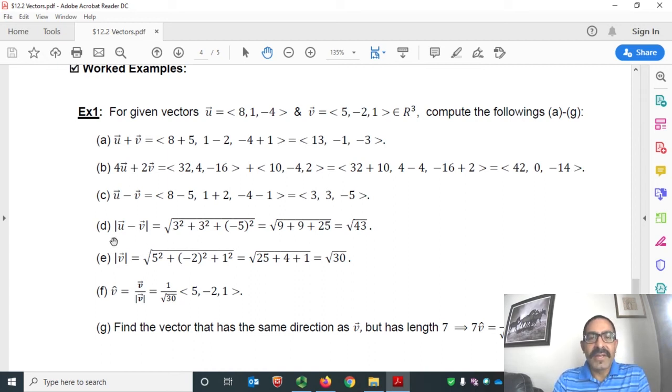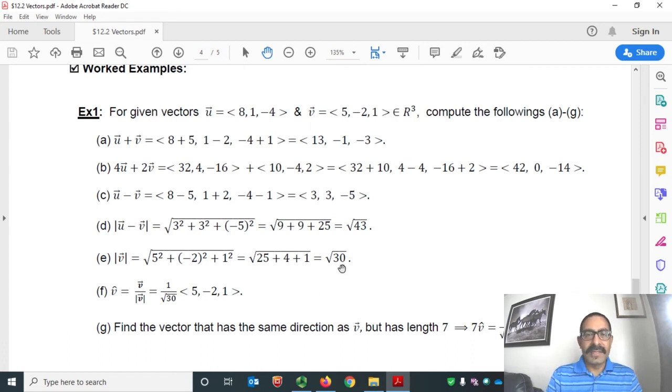Let's compute the magnitude of the vector u minus v. Then by formula, under the radical, the x component squared plus the y component squared plus the z component squared, which turns out to be radical 43. Part E, let's compute the magnitude of v. So for this vector, again by formula, under the radical, this 5 squared, minus 2 squared, 1 squared, which turns out to be radical 30.